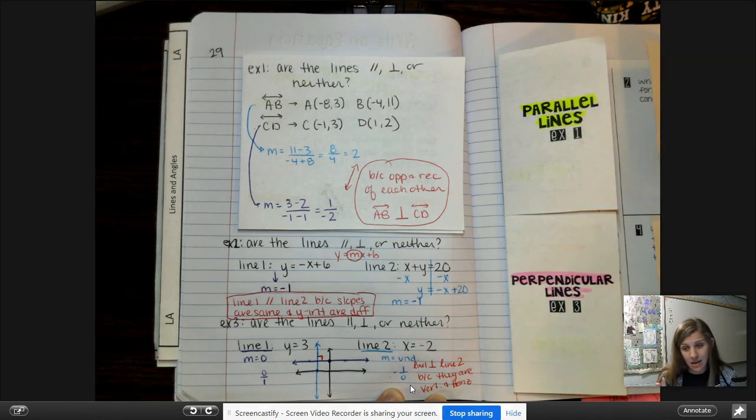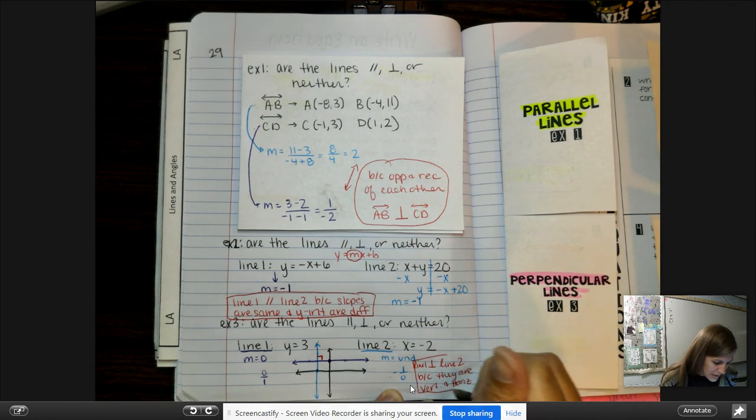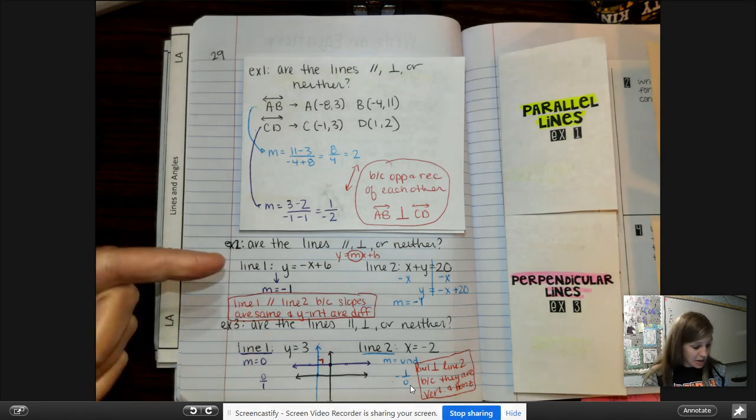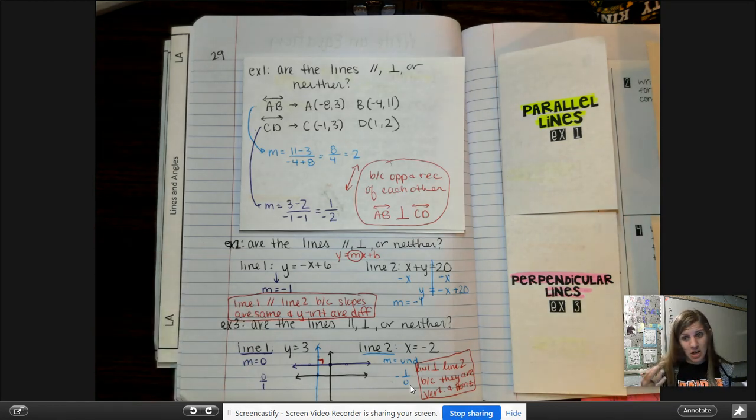I should have said that in the other order so they could say respectively, but it's fine. Now, I wish I would have done an example, oh my gosh, my phone's ringing, of neither, but that just means your slopes aren't going to either be opposite reciprocals or the same.